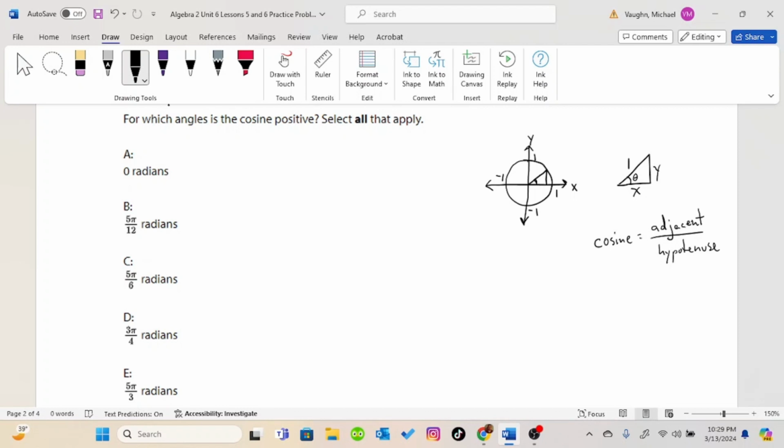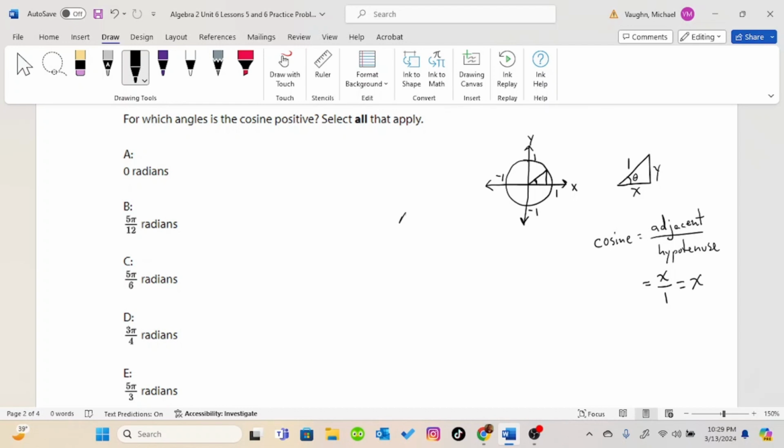Then my adjacent is my x value over my hypotenuse, which is 1. And anything over 1 is itself. So our cosine is our x value. So if we want x to be positive, then we need to be on the right side of the y-axis.